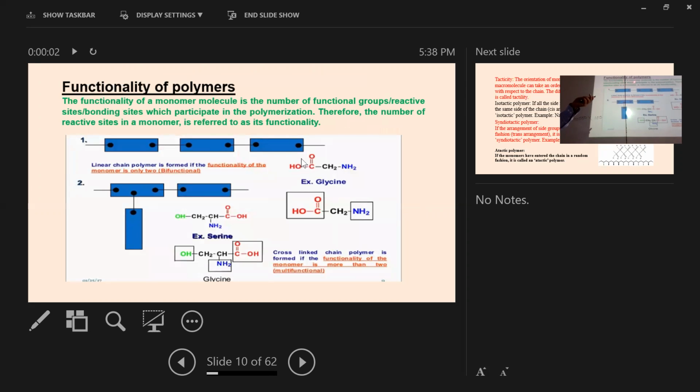The functionality of a monomer molecule is the number of functional groups. What types of functional groups can we have in the monomer? Groups, reactive sites, bonding sites, which participate in the polymerization. Therefore, the number of reactive sites in the monomer is referred to as its functionality.